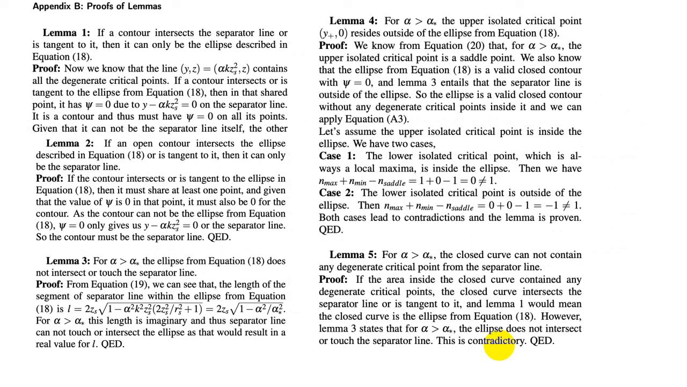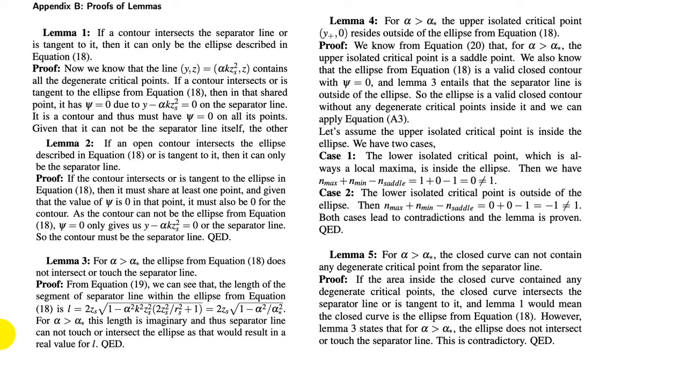We have limited time. Lemma one is basically: if a contour intersects a separator line or is tangent to it, then it can only be the ellipse described in the equation. You can find it by solving chi equal to zero and see that if it's not the ellipse, then it has to be the separator line. I guess two minutes, let's see. We're going to run super fast with this.